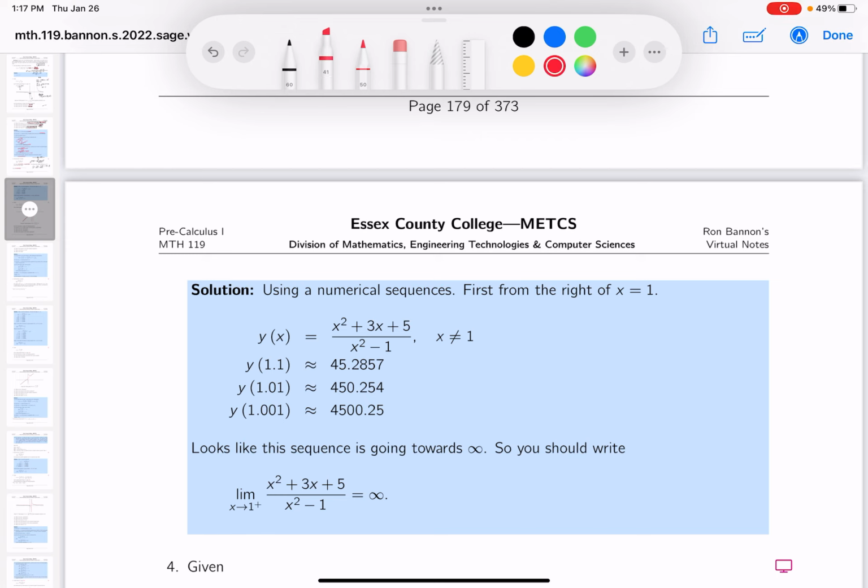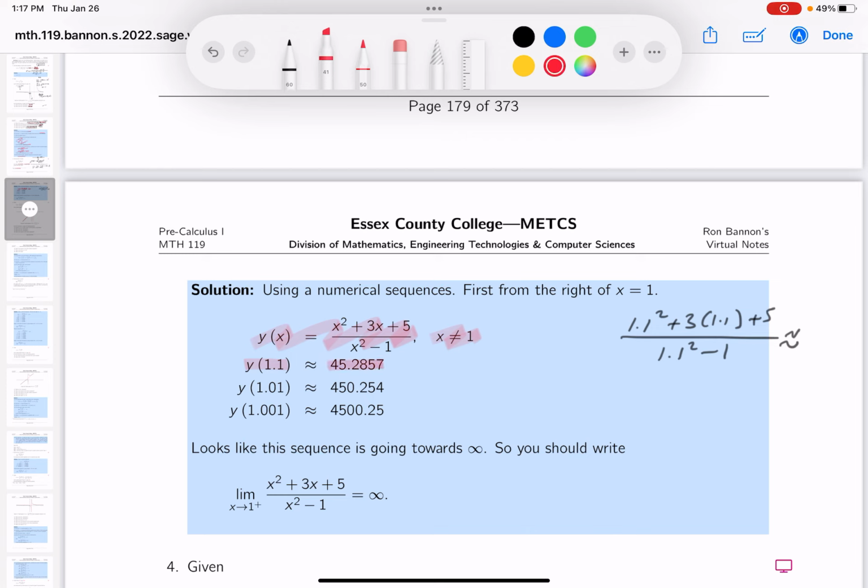So I write the function down. This is the function. I called it y of x. x is not equal to 1 because you have division by 0. And then I just simply evaluate it. I do y of 1.1. If you're wondering what that means, it means 1.1 squared plus 3 times 1.1 plus 5 over 1.1 squared minus 1. And if you're in a computer, it's easy to do, by the way, and you get a number. This is the number you'd get.